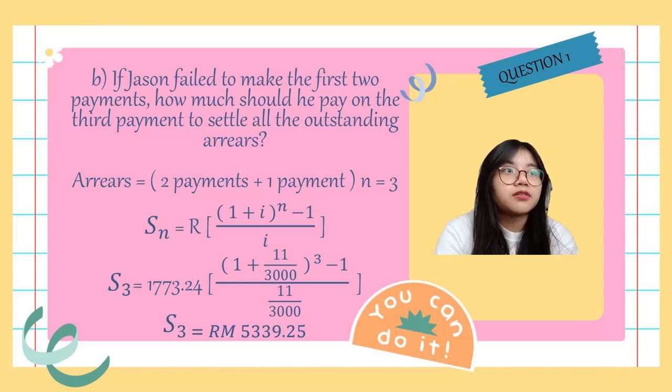S3 equals 1,773 ringgit and 24 cents open bracket 1 plus 11 over 3000 close bracket power of 3 minus 1 over 11 over 3000 close bracket. So the answer for S3 equals 1,339 ringgit and 25 cents.